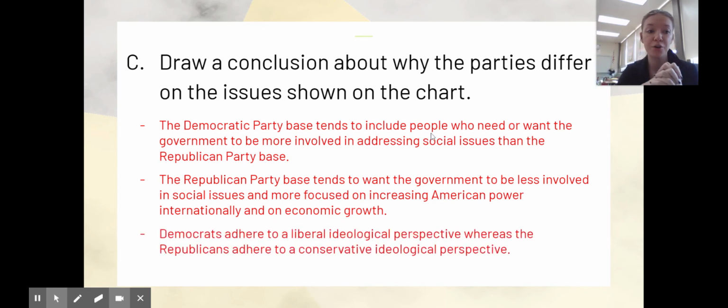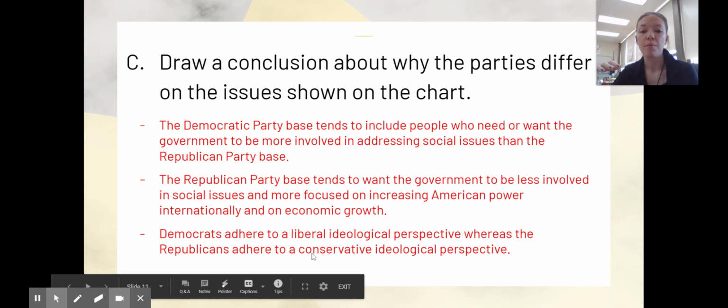Honestly, something that could receive the point as well is you could just talk about the ideologies of these groups, right? Democrats adhere to a liberal ideological perspective, whereas the Republicans adhere to a conservative ideological perspective. I don't think this is the strongest answer. However, College Board does list it as an acceptable one. If I were grading it, I wouldn't give you the point. I would want you to explain and draw a conclusion about how liberal and conservative actually make it so that they have those different views.